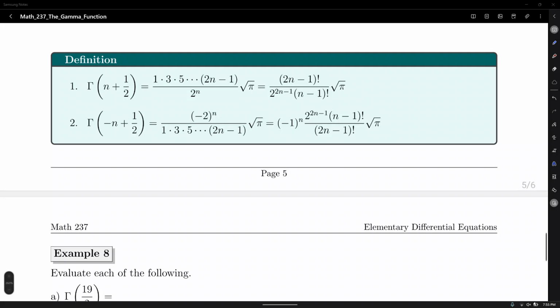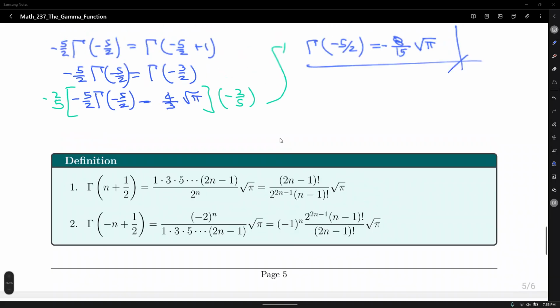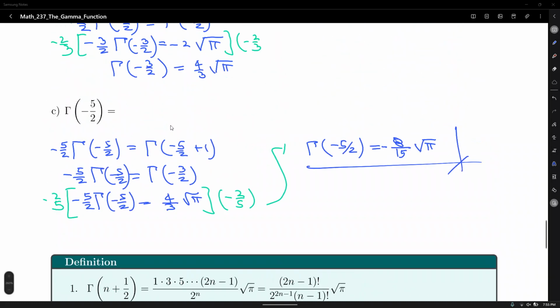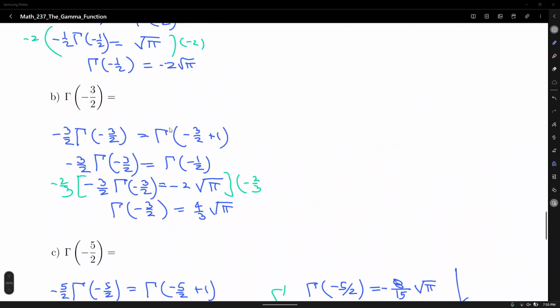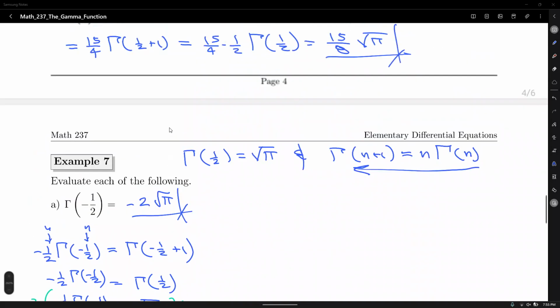Alright, so in this video we will finish our notes on the gamma function. In the last lecture we were finding the gamma function of odd multiples of a half or negative odd multiples of a half.